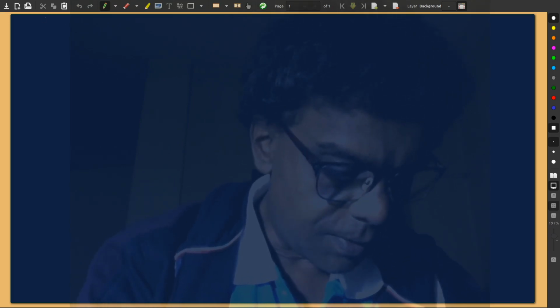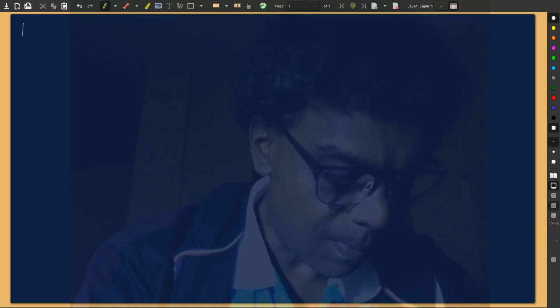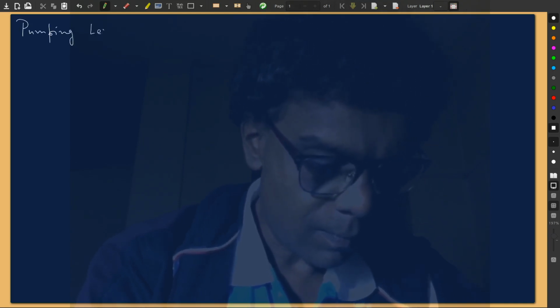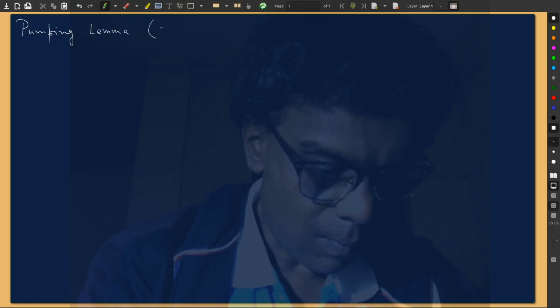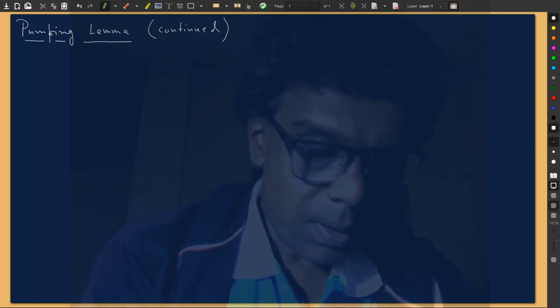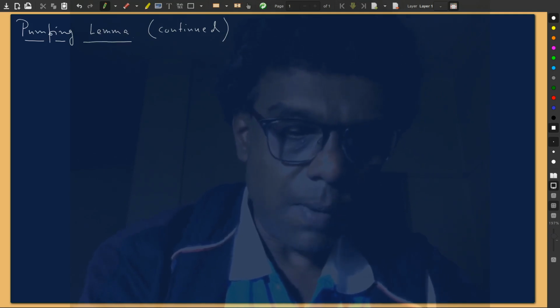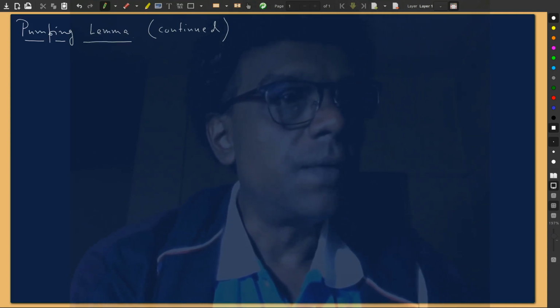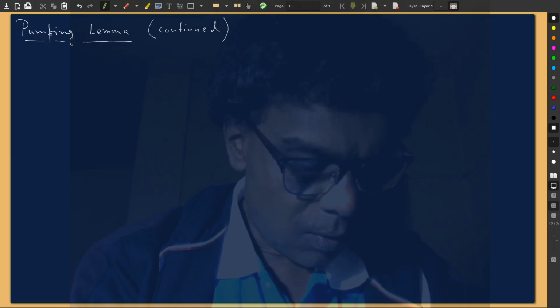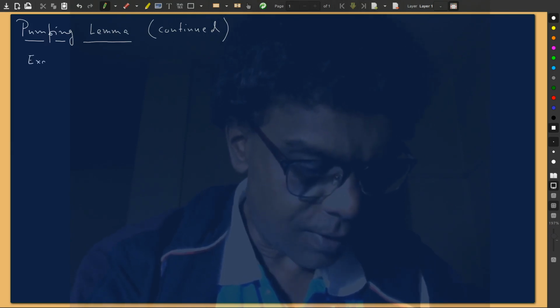Okay, this is going to be our second hour on the pumping lemma of regular languages. Let us see a bit more about the implications of the pumping lemma. In particular, we will prove a few other languages as non-regular. So I start with our first example of today.